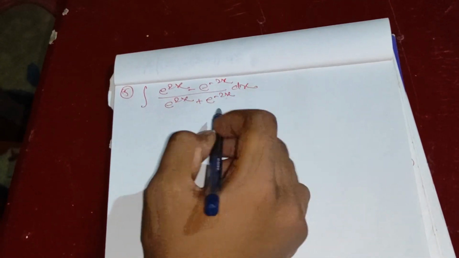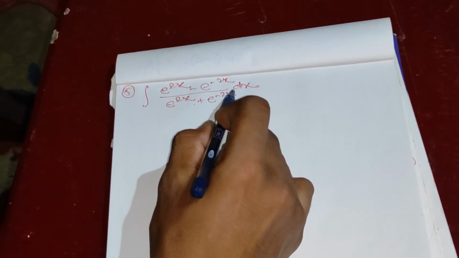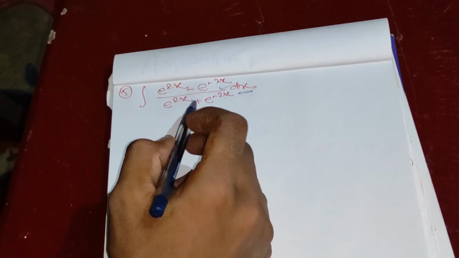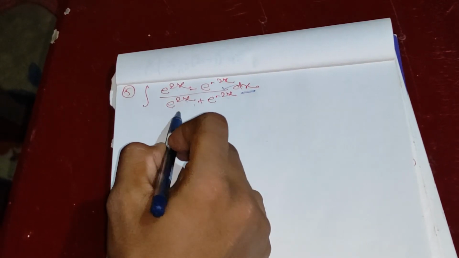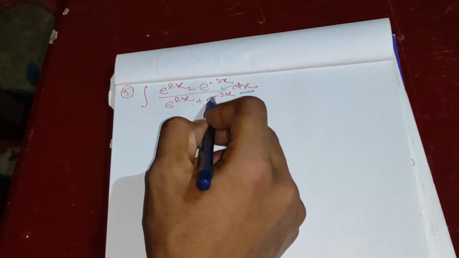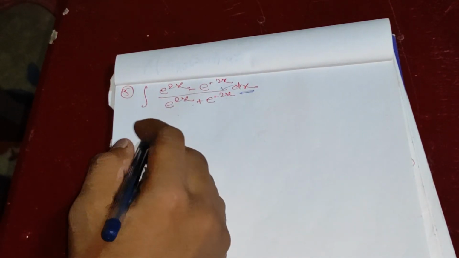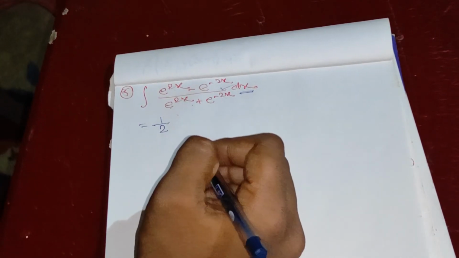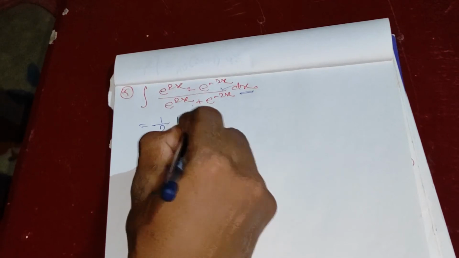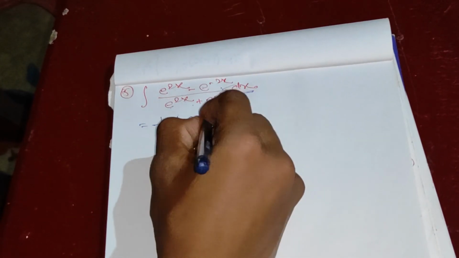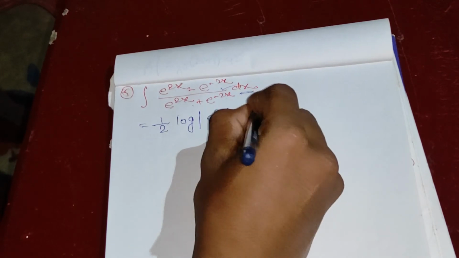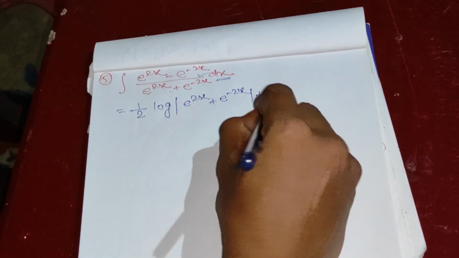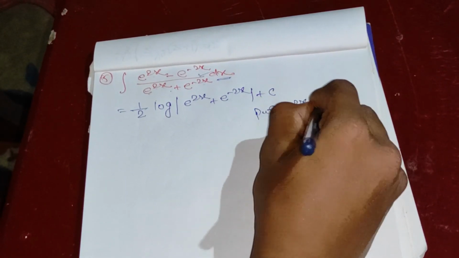Now you can see that if you take the differentiation of the denominator, you will get the numerator with dx. So in this term, e to the power 2x, e to the power 2x by 2 got cancelled. So this term you can directly write: e to the power 2x means 1 by 2, obviously it will be common. Now directly you write log of the denominator, e to the power 2x plus e to the power minus 2x, plus c.